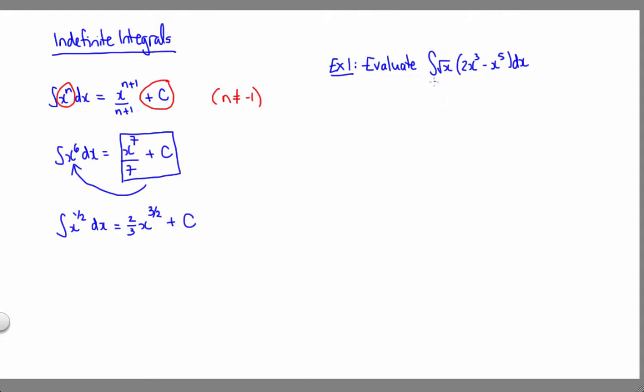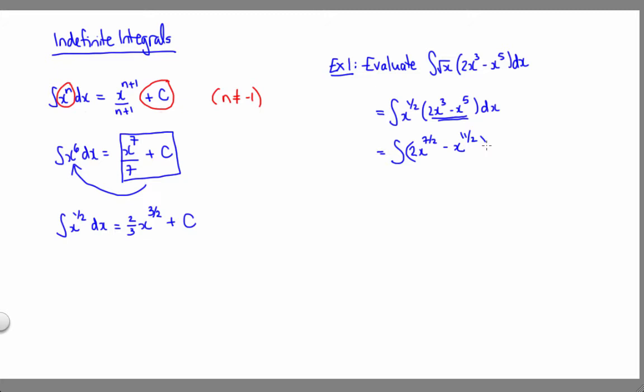Let's evaluate the following integral with respect to x. First thing I'd like to do is rewrite that root x as x to the 1/2. Next thing we could do before integrating, let's multiply through. So we're going to be multiplying the x to the 1/2 times this expression here. And remember that the exponents are going to add as we multiply. So we'll have 2x to the 7/2 minus x to the 11/2.